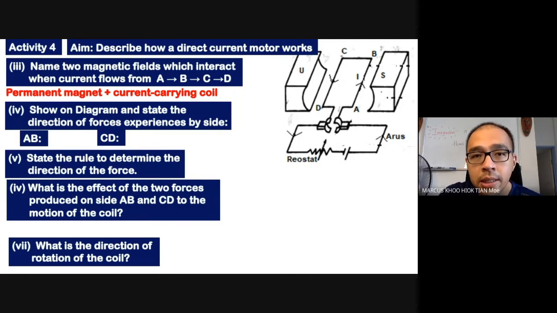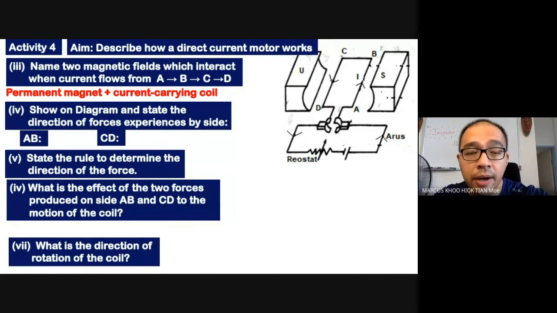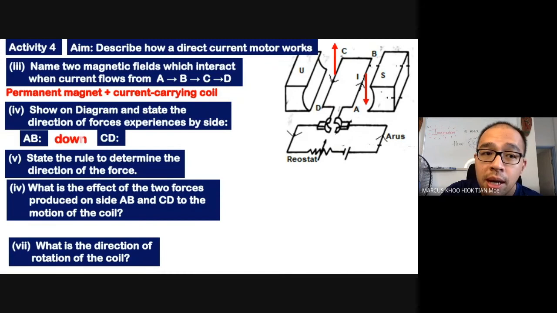AB goes up or down? CD goes up or down? AB goes down. AB goes down. Okay. Use Fleming's left hand rule to determine that AB is going to go downwards and CD is going to go upwards. Okay.